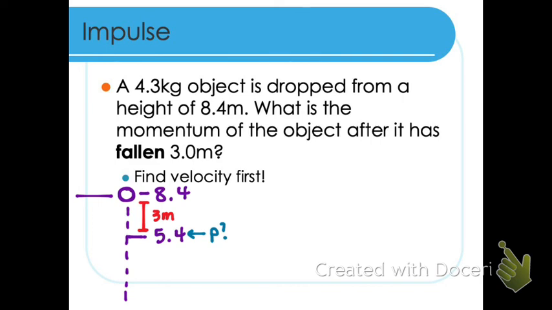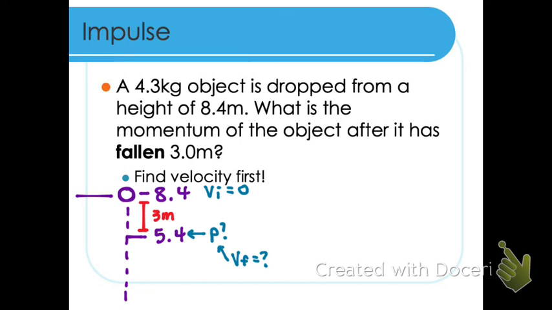Okay, it says it was dropped. So what is my initial velocity up here at the top? 0. So that means in order to find the momentum here, I need to know what's my final velocity at that point. That's the very first thing I have to do. I've got to find my final velocity because I don't know time. I don't know force. I can't go about solving it that way. So I've got to find my final velocity using kinematics first.